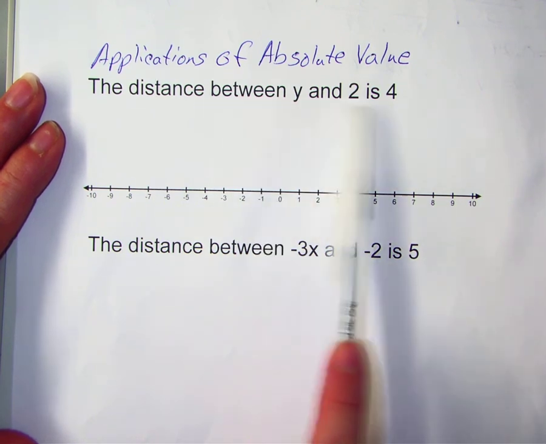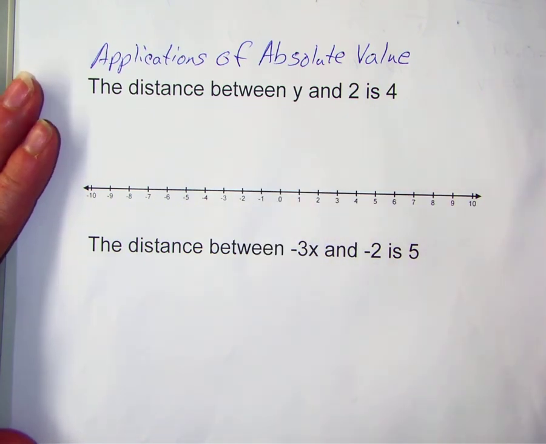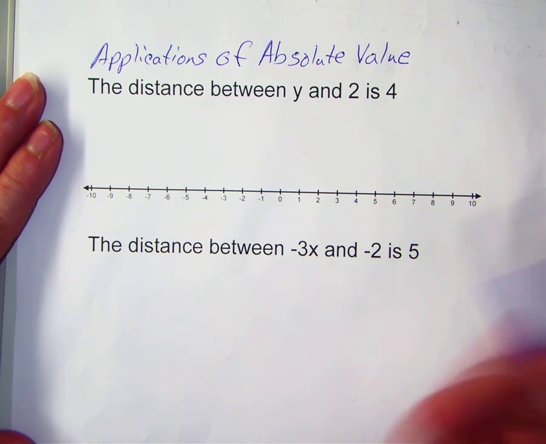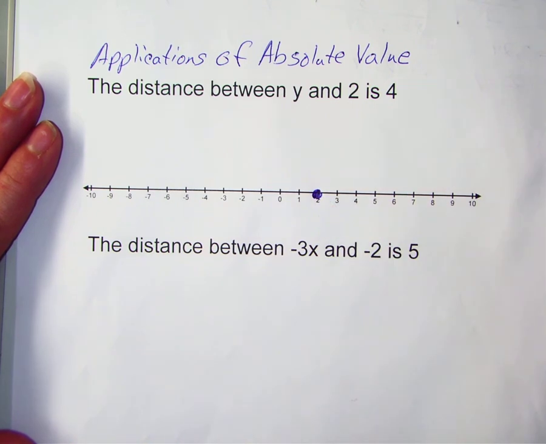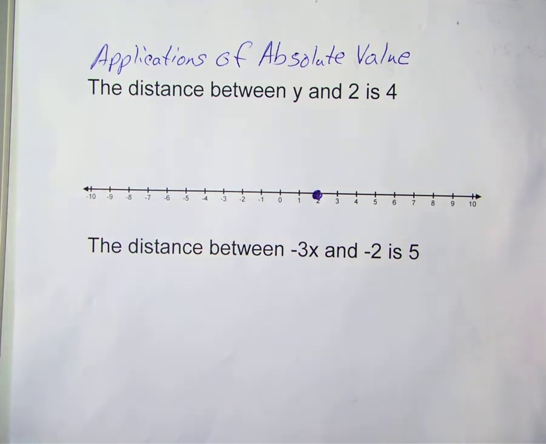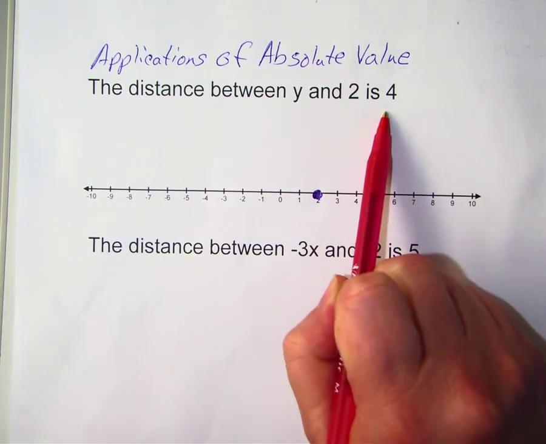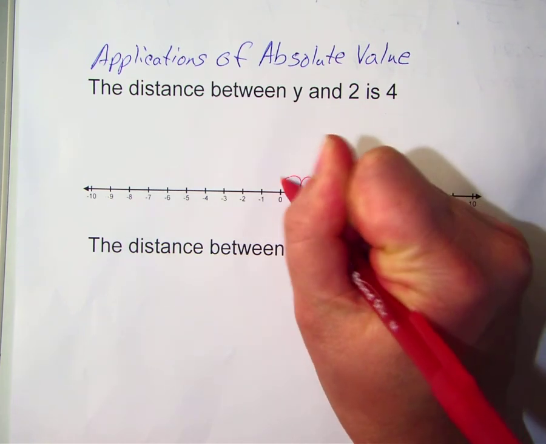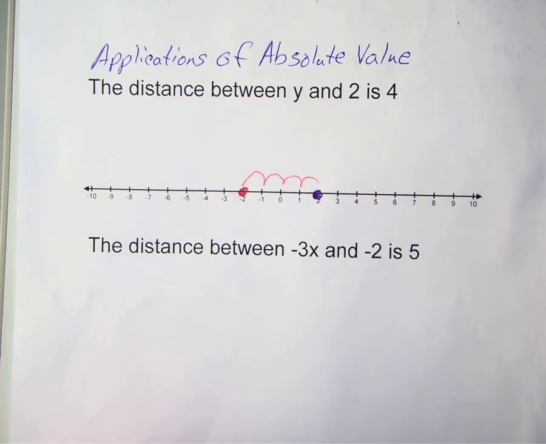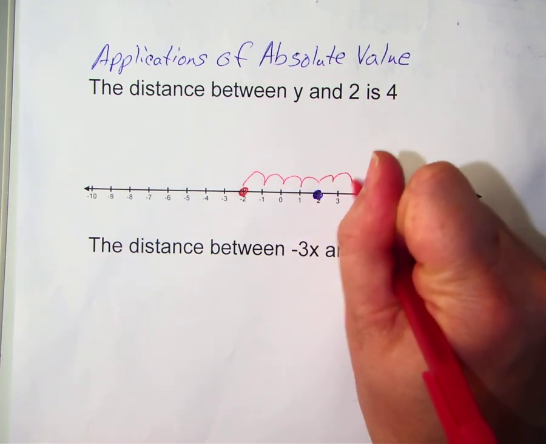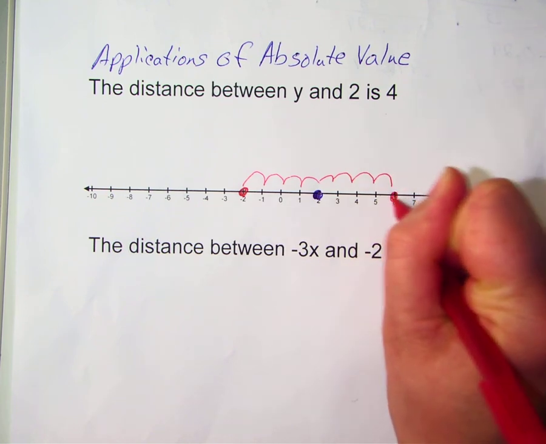So the distance between y and 2 is 4. Well, we don't know what y is, but we do know where 2 is on the number line. We're talking about distance, so a number line is a nice way to visualize that. The distance is 4, so y could be 1, 2, 3, 4 to the left of 2 on a number line, or it could be 1, 2, 3, 4 to the right.